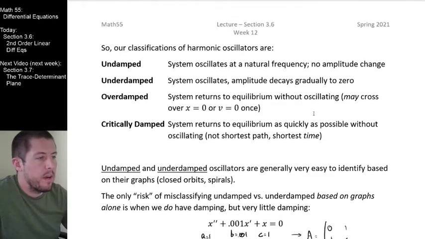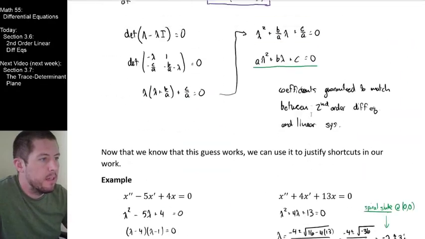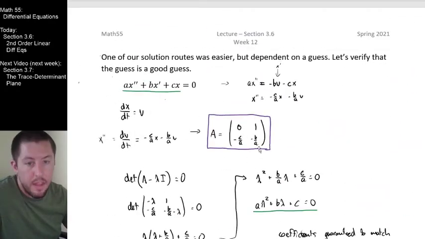Wait, I think I just got those backwards, right? The C comes first and the B comes second. Yes, negative C over A, then negative B over A.